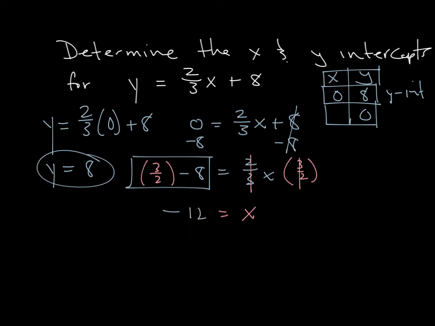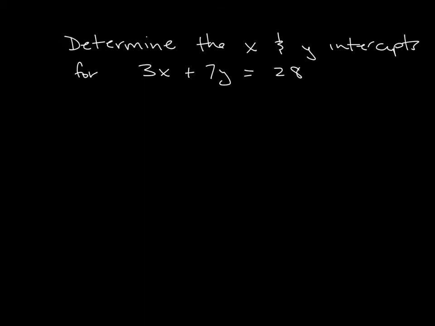Again, this is not my final answer. The answer back in the table is, the x-intercept is -12, 0. So if you got lost in the mental math I was doing there for this problem, don't worry. You can use a calculator if that is confusing to you to help you solve that answer. Let's try another example.